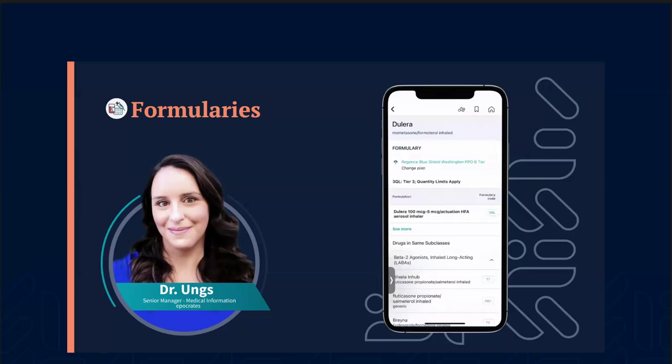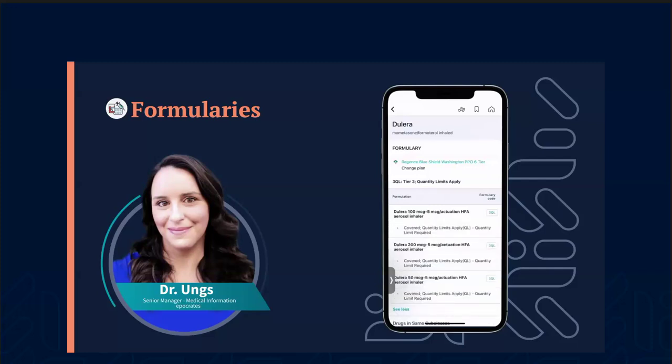Below the selected plan name, you can see the coverage level for Dulera. It says 3QL, which is Tier 3, and quantity limits apply. Under the formulation heading, you can see one formulation listed. Tap See More to see the full list of coverage codes and details by formulation.